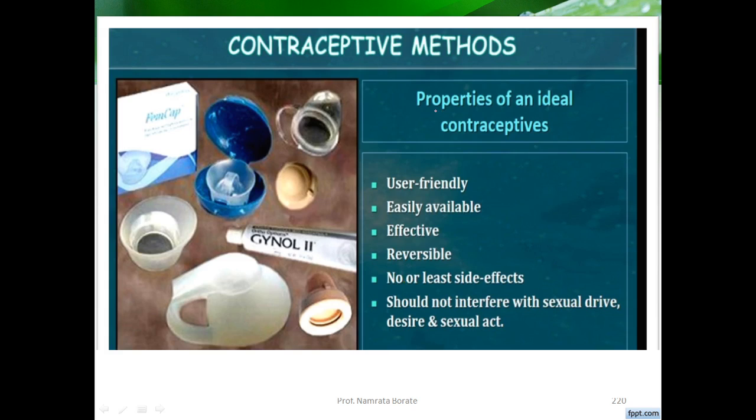First of all, we see the properties of an ideal contraceptive. The first property is user friendly. Second, easily available. Third one is effective. Next one is reversible, with no or least side effects. And the last one is that it should not interfere with the sexual drive, desire and sexual act.